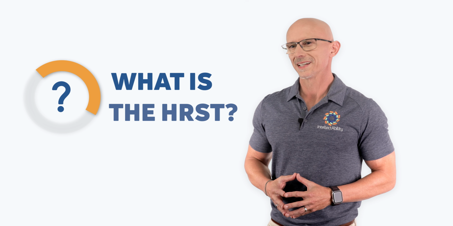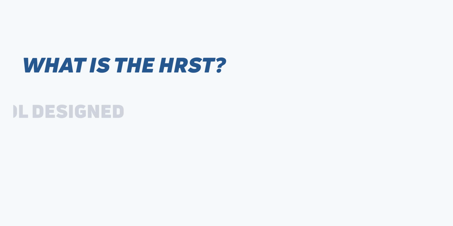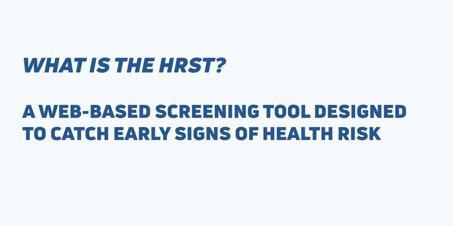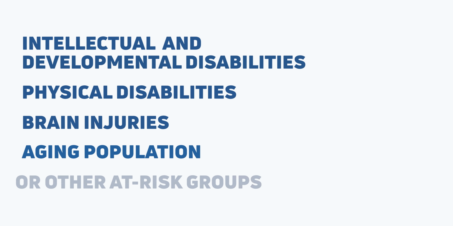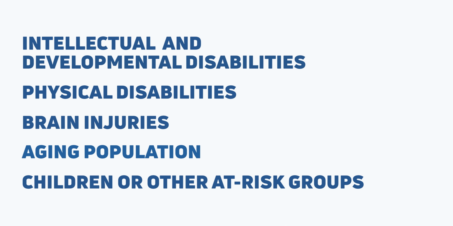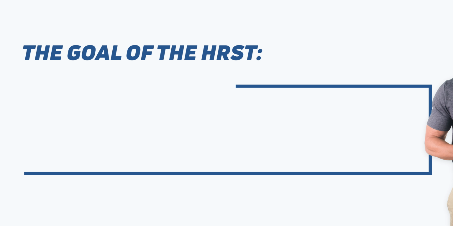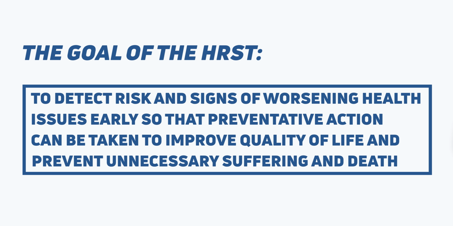So, what is the HRST? It's a web-based screening tool designed to catch early signs of health risk, especially for people with intellectual and developmental disabilities, physical disabilities, brain injuries, the aging population, children, or other at-risk groups. The goal of the HRST is to detect risk and signs of worsening health issues early so that preventative action can be taken to improve quality of life and prevent unnecessary suffering and death.